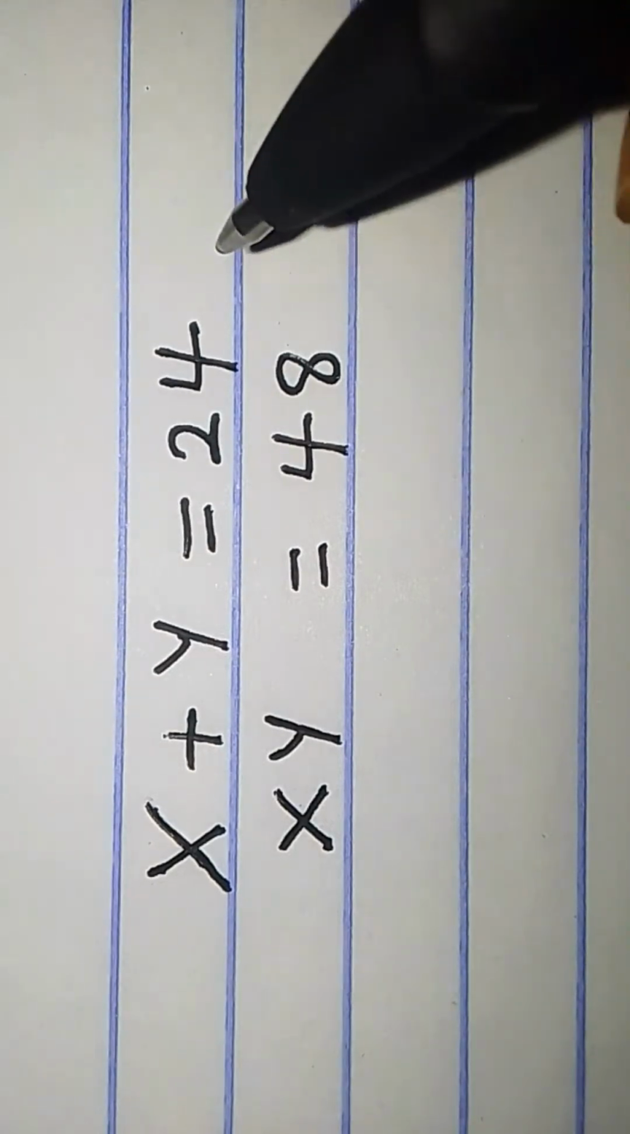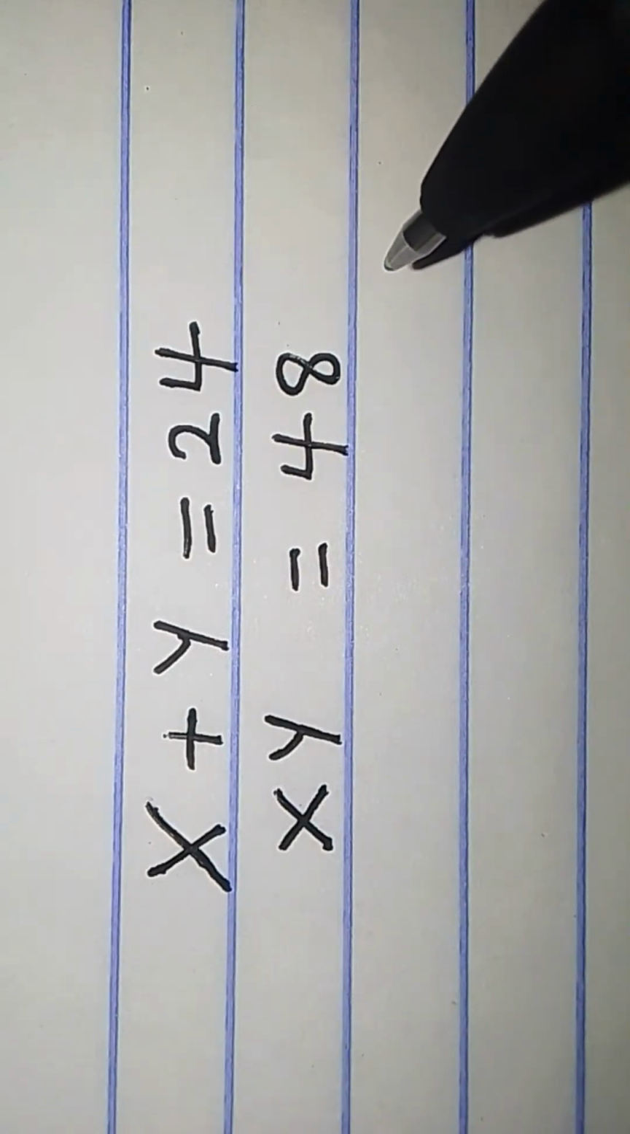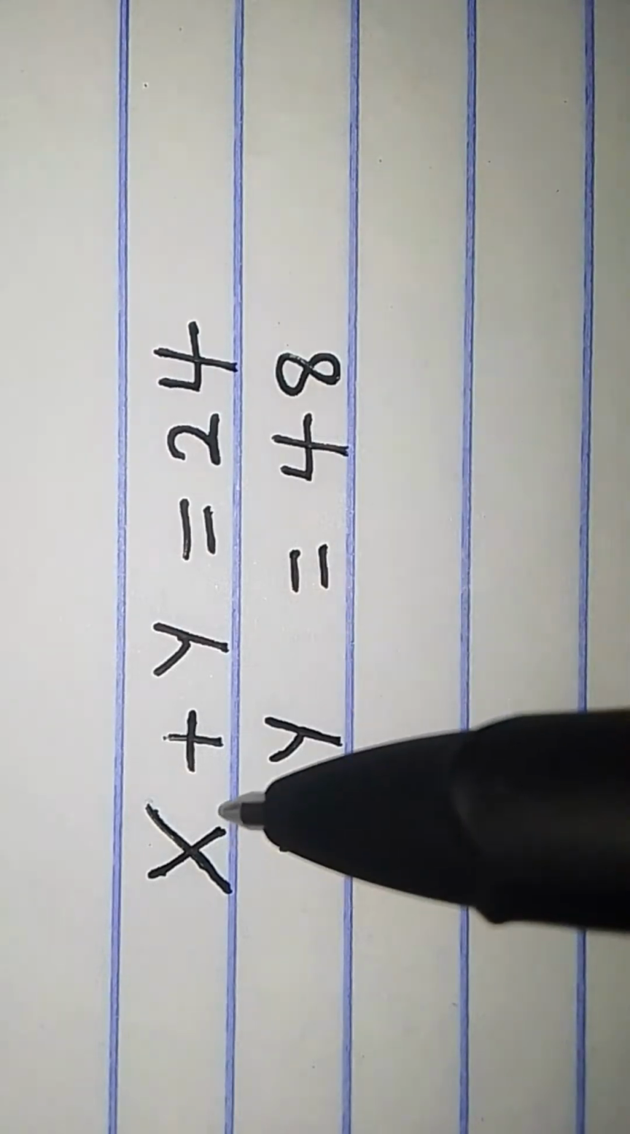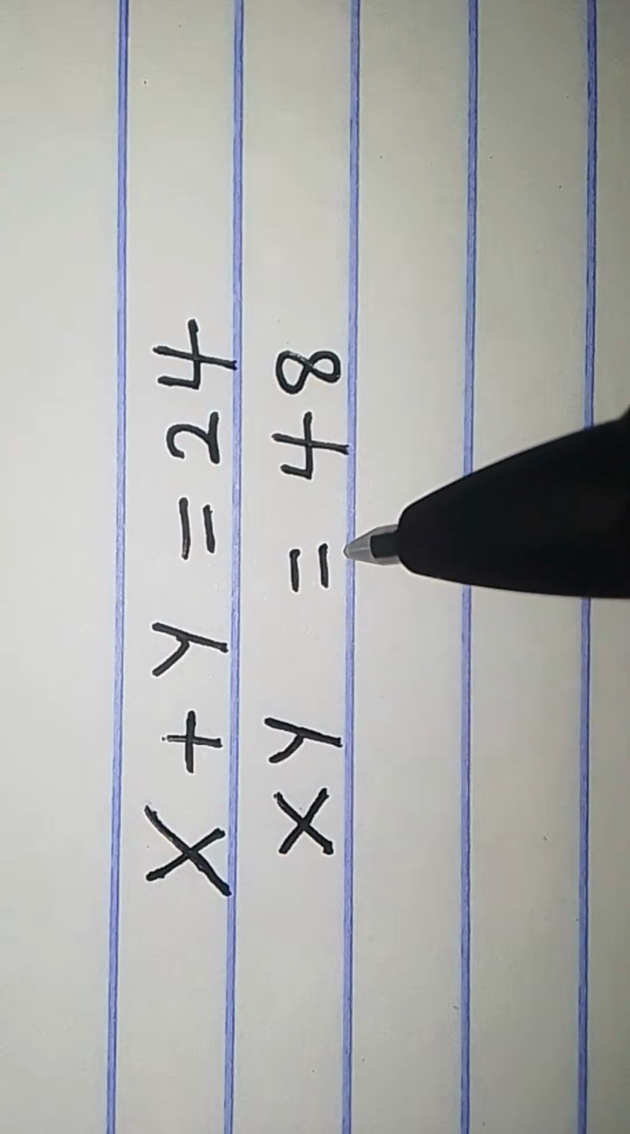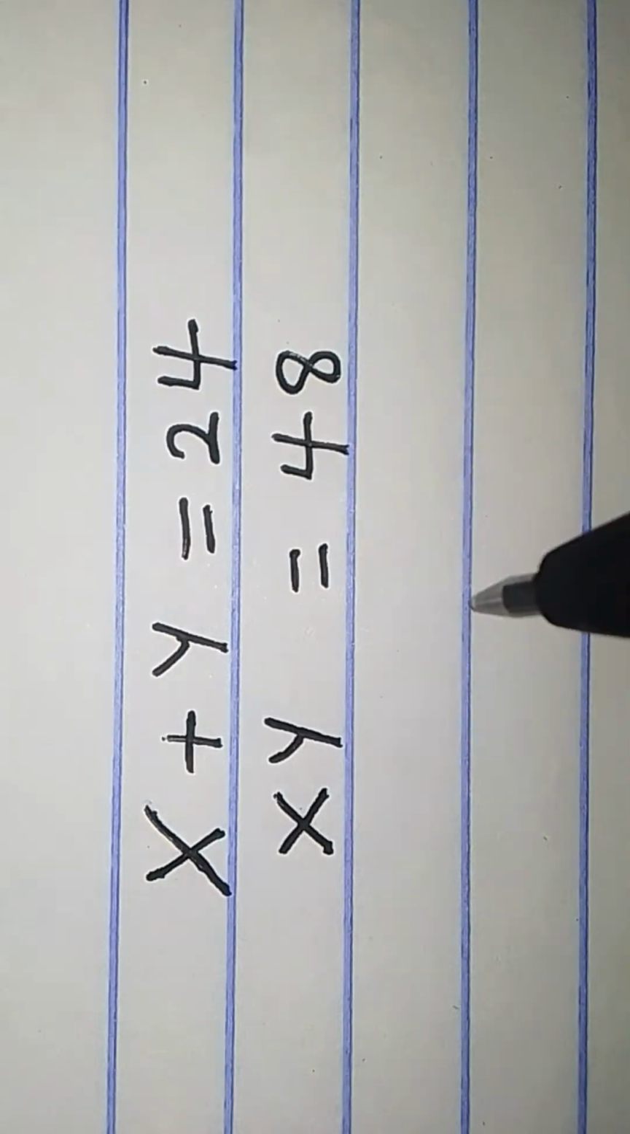Here we have a nice algebra math olympiad question. x plus y equal to 24, xy equal to 48. How do we solve for x and y?